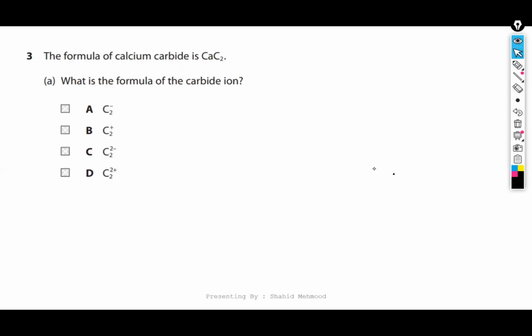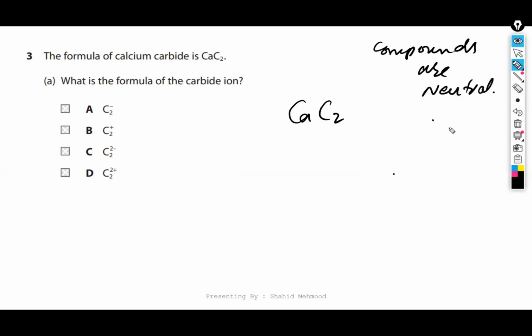Question 3. The formula of calcium carbide is CaC2. What is the formula of the carbide ion? So to work out this question, it's very simple. We need to see that compounds are neutral. The reason is their positive and negative charges are equal, so the net charge is 0.